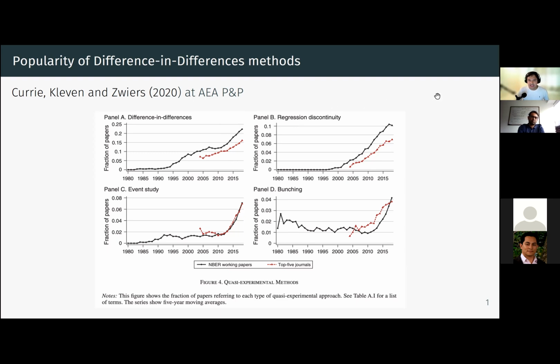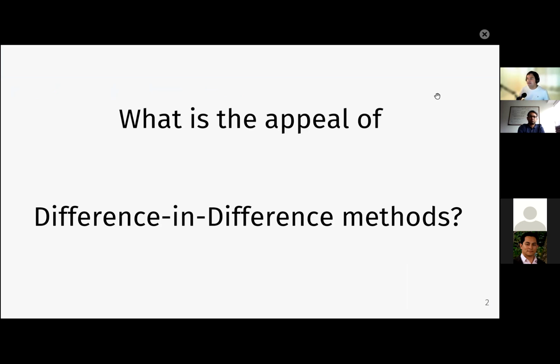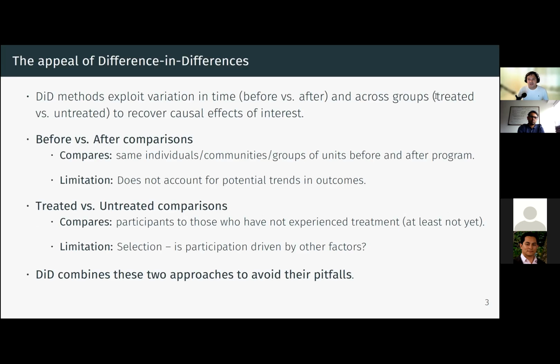But the question, again, is, fine, what is the appeal of difference-in-differences methods? So 22% are referring to some difference-in-differences method, but why are they doing so? And why are you choosing to estimate things using DID instead of other alternative identification strategies? From my very personal view, I think what DID methods try to do is to combine 2 different sets of comparisons, before and after, and treated and untreated groups, and get these 2 types of comparisons to avoid the pitfalls.